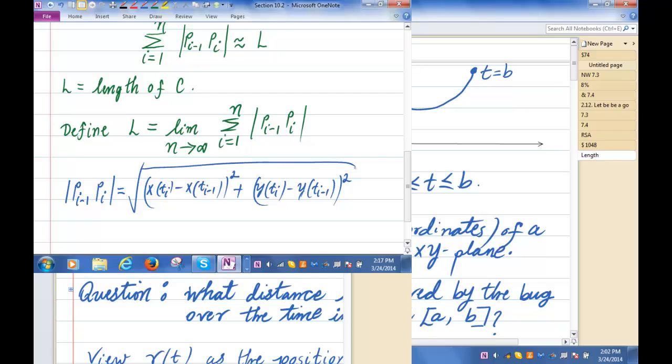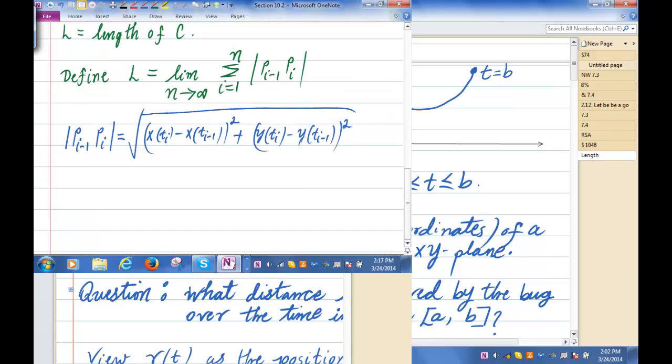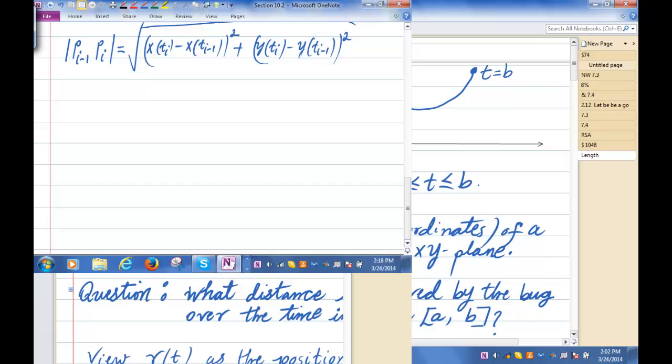All right. Now things get a little bit complicated. Where do I go from here? Well, we are going to apply what is called the mean value theorem. How many of you remember the mean value theorem? Okay, the mean value theorem, let's recall.